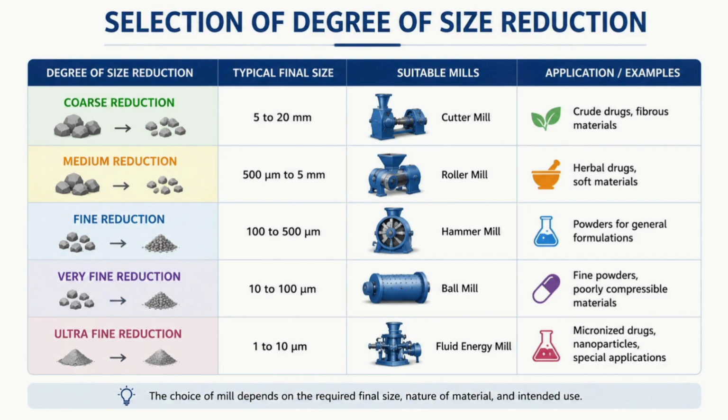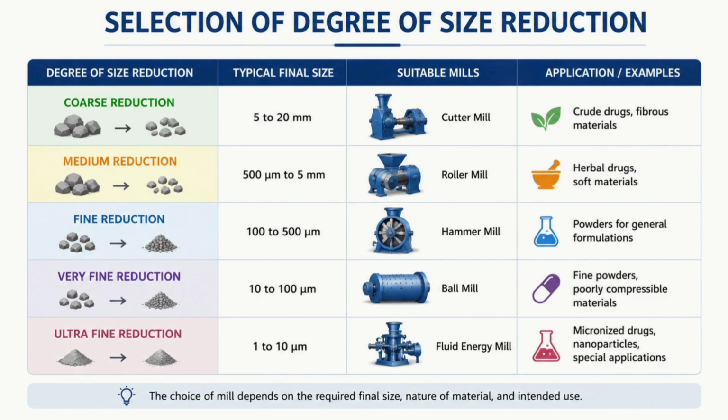The fluid energy mill uses high velocity air streams for grinding, and the particles collide with each other and become extremely fine. This process is used for special pharmaceutical applications. Micronized drugs show better absorption and lung delivery. All this is achieved through the fluid energy mill.